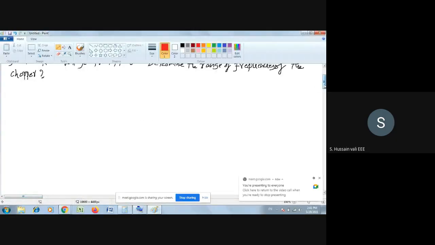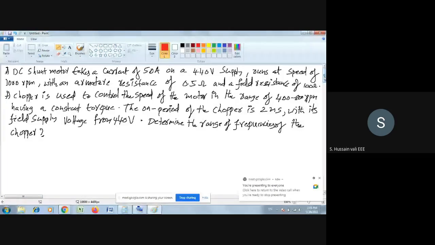Now you see, a DC shunt motor takes a current of 50 ampere on a 440 volt supply, runs at a speed of 1000 rpm with an armature resistance of 0.5 ohm and field resistance of 100 ohm. First of all, he has given the data related to the DC shunt motor. The supply voltage is 440 volts and the current is 50 ampere at the speed of 1000 rpm. That's important. With an armature resistance of 0.5 ohm and field resistance of 100 ohm. Then what's next now?